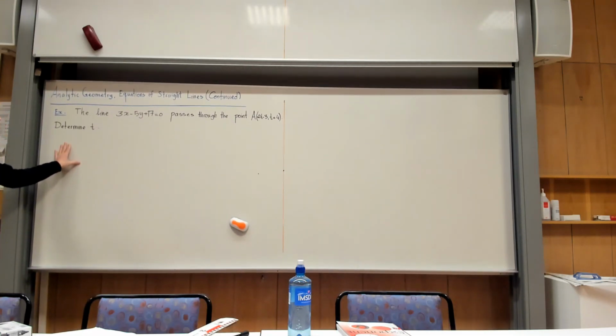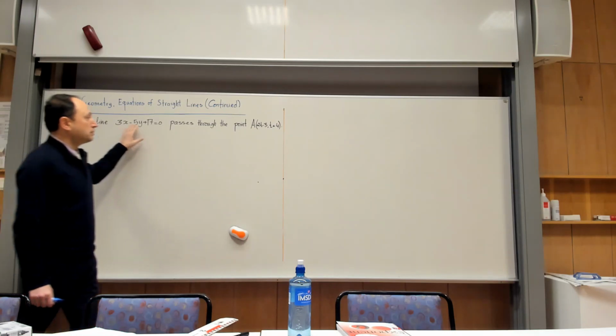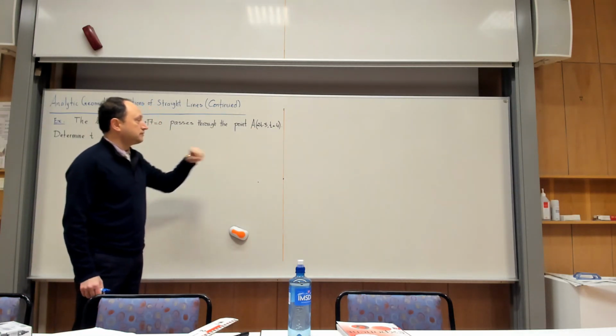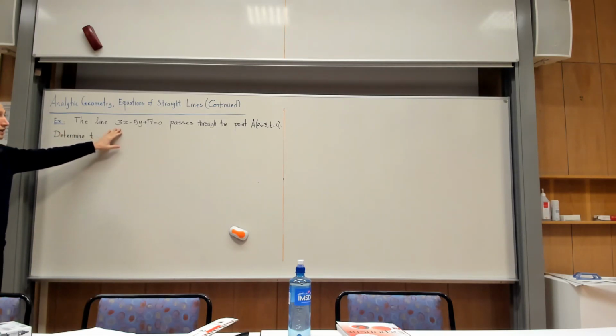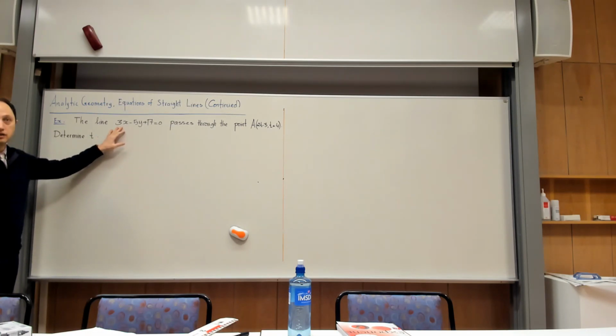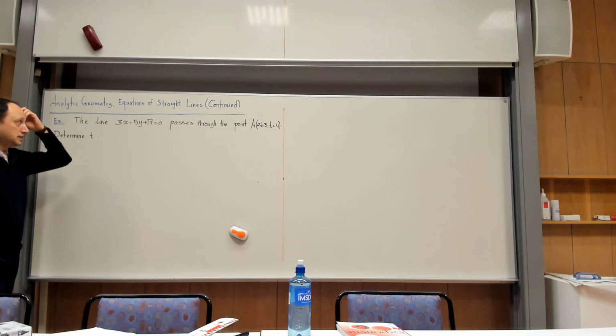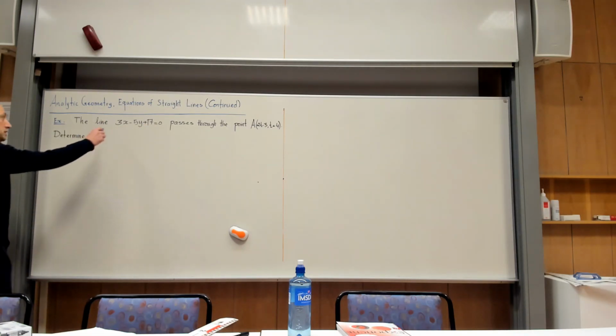How should I solve this problem? This line passes through a point with these coordinates. So I told you that a point lies on a line if and only if the coordinates of the point satisfy the equation of the line. So if I replace x in the equation with the x coordinate and y with the y coordinate, this equality should be a true equality. So I will do the same thing.